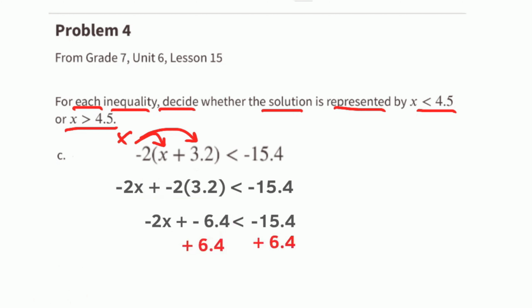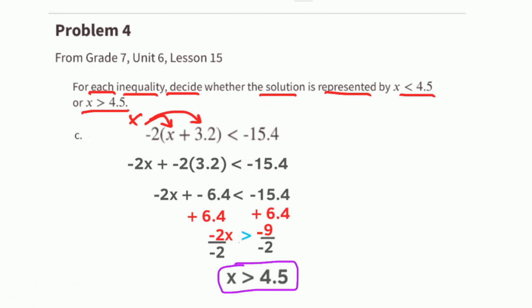The next step, we need to add 6.4 to both sides of the inequality sign. That leaves us with negative 2x on the left side of the inequality sign, and negative 9 on the right-hand side of the inequality sign. The last step, we need to divide both sides by negative 2. Since we're dividing by a negative, we need to switch the inequality sign. X is greater than 4.5.